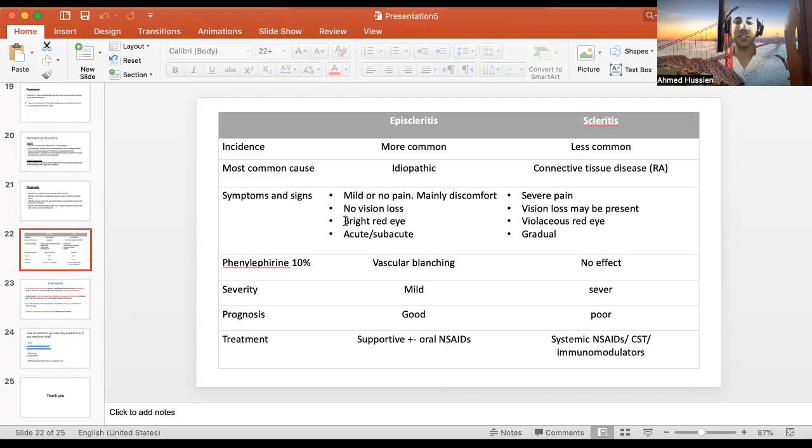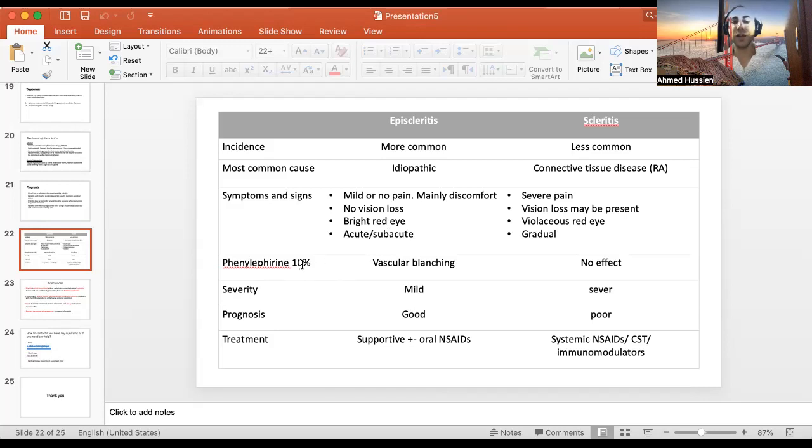Here's the inflammation. There is a bright red, pink bright red eye in episcleritis, because of the involvement of the vessels in the outer layer of the sclera. That's why you are able to see the vessels as bright red. However, there is a violaceous red eye in the case of scleritis because there is congestion of the deep scleral vessels. In episcleritis, usually the onset is acute or subacute. However, scleritis is usually gradual in onset because of the association with systemic disease.